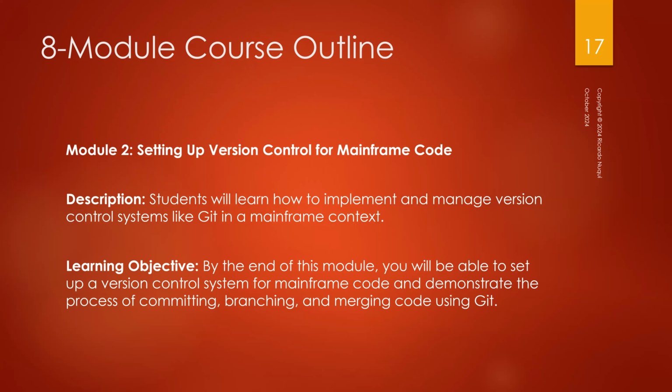Module 2, Setting up version control for mainframe code. Students will learn how to implement and manage version control systems like Git in a mainframe context. This module will teach the importance of source control, code branching strategies, and how to migrate mainframe code from traditional repositories. Learning objective: by the end of the module, you will be able to set up a version control system for mainframe code and demonstrate the process of committing, branching, and merging code using Git.